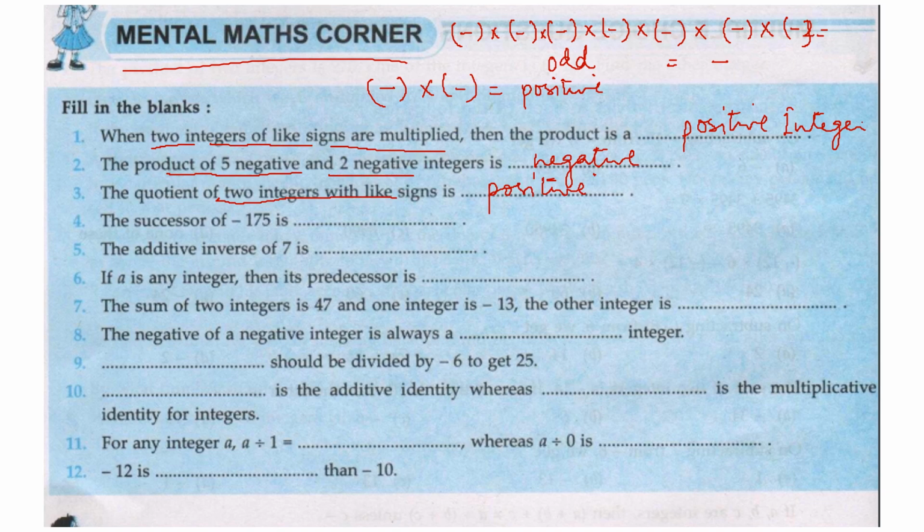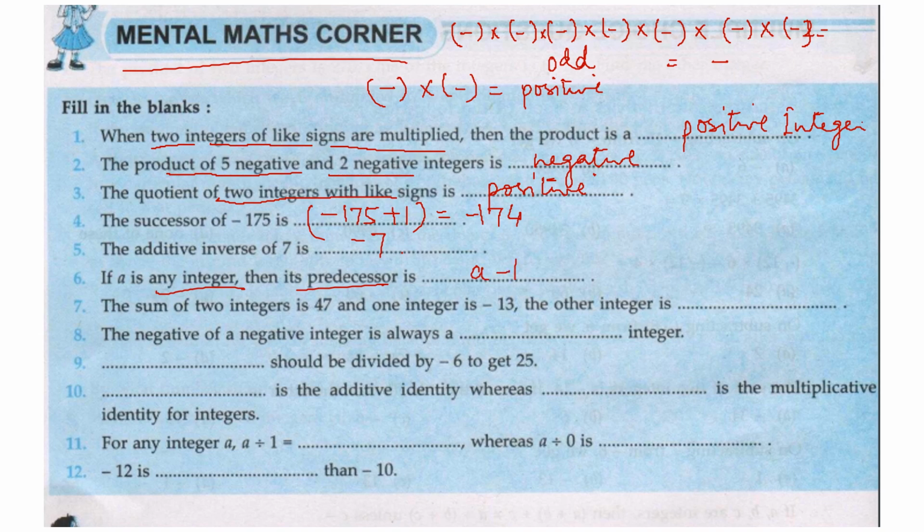Successor of minus 175 is minus 175 plus 1. Successor means adding 1, so it is minus 174. Additive inverse of 7 is minus 7. Additive inverse, what are you going to add to the number so that you get 0? If a is any integer, then its predecessor is a minus 1.